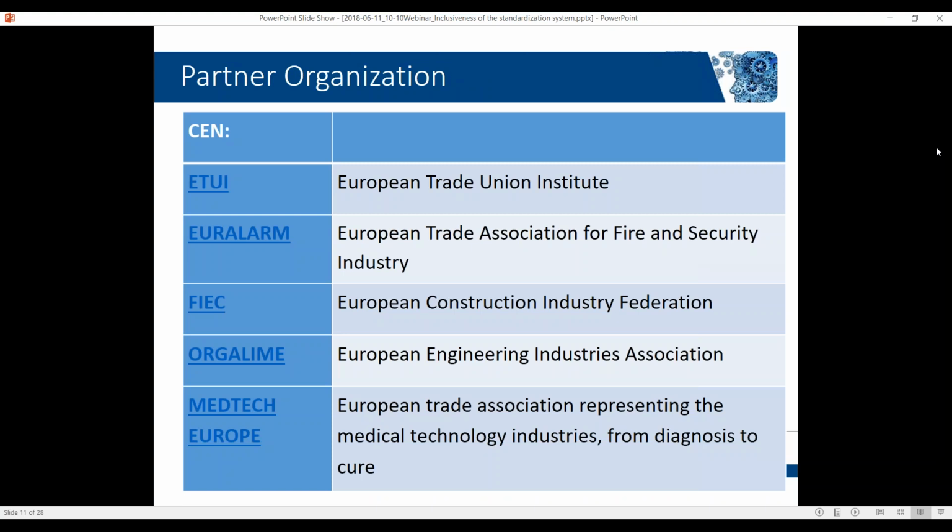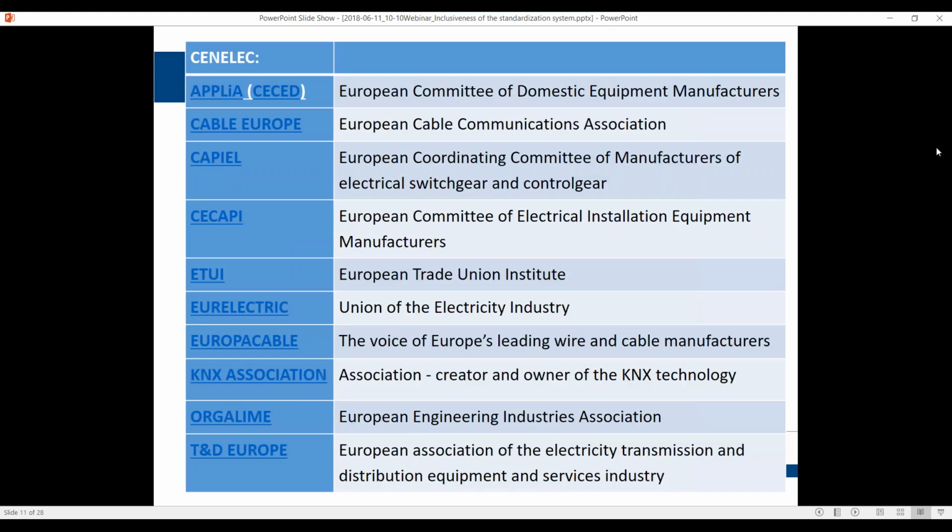At present, there are 13 CEN and CENELEC partner organizations. This list is the partners of CEN. So we have E2E, Euralarm, FIAC, Orgalim, and METEC Europe. And these are the partners of CENELEC. So Aplia, Cable Europe, Capiel, Secapi, E2E also, Eurelectric, Europa Cable, the Connex Association, Orgalim, and TND Europe.